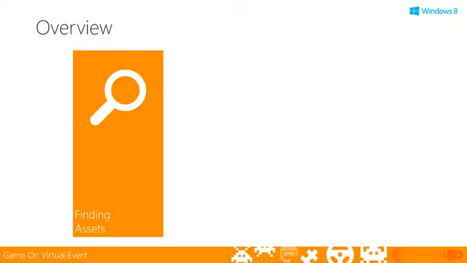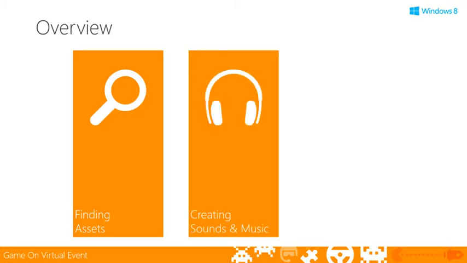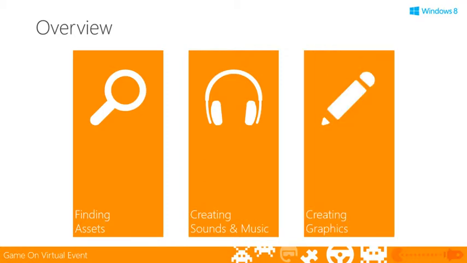So in this session, like I said, we're going to start out seeing how to go about finding some assets. There's a number of repositories out there on the internet that you can download resources from. But then I'll turn around and show you how to create some sounds using some free open source tools, as well as how to go in and create graphics and even animations that you can use within your games.